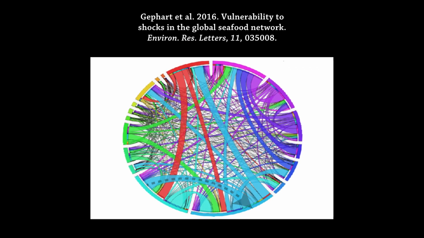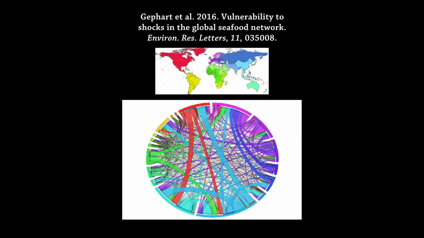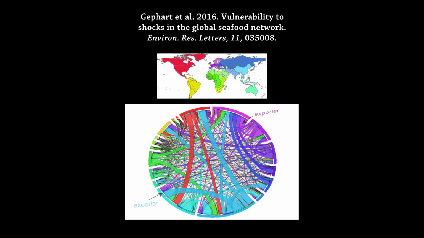With their network model, the authors experimented with decreasing the strength of connections from a country that exports a lot of seafood, say Norway or Vietnam. This caused a food shock in some importing countries. That is, the network was not robust to losses for countries that relied heavily on imports.